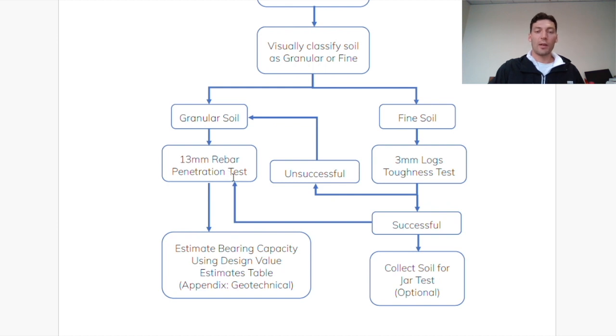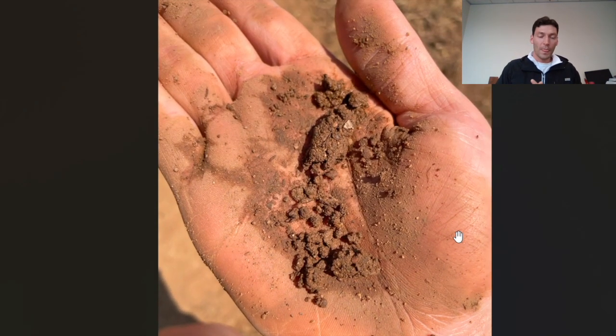But I mentioned the unsuccessful 3 millimeter or 1/8 inch toughness test. And here's a photo of what something like that would look like. So I took a soil sample in my hand and introduced some moisture and attempted to roll that into threads. But the soil, the composition of it just wouldn't allow that.